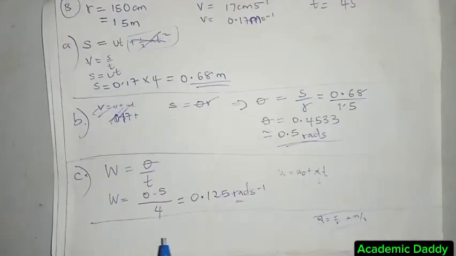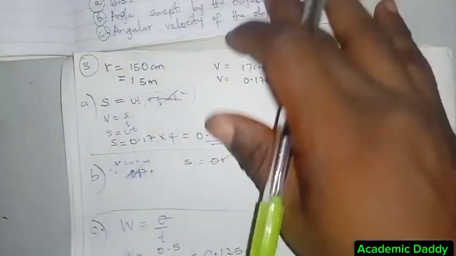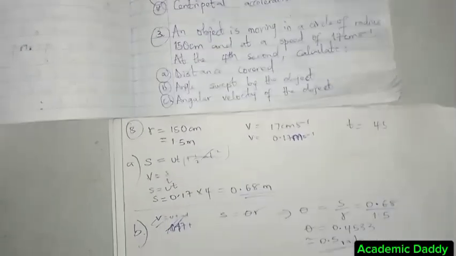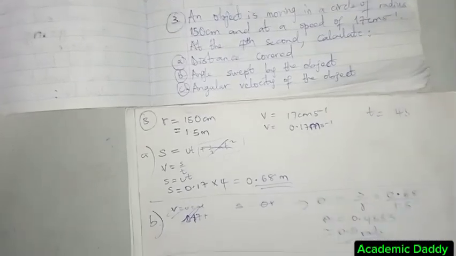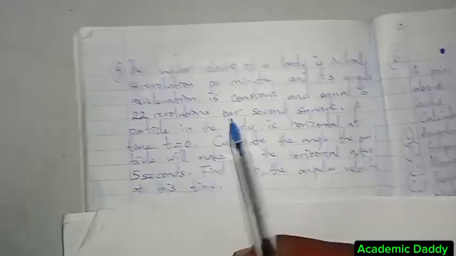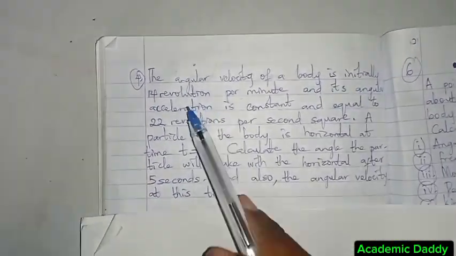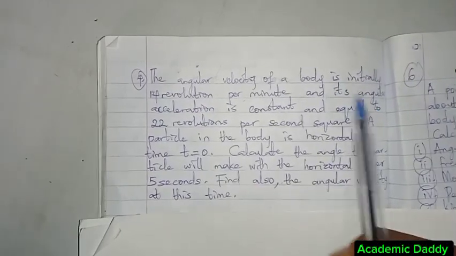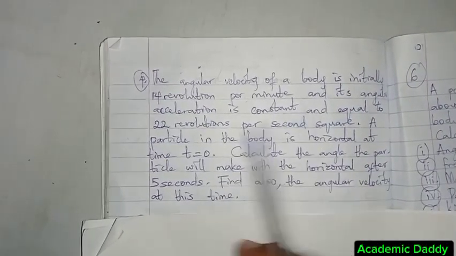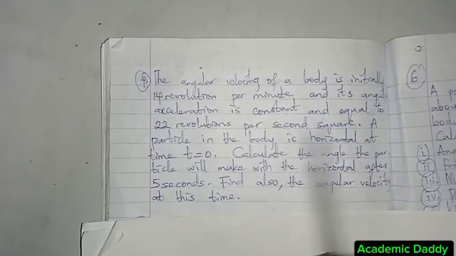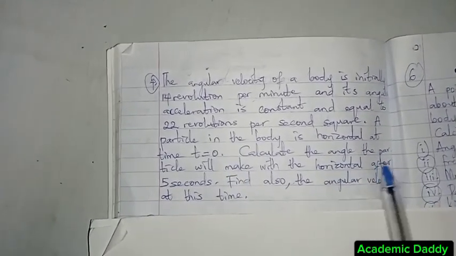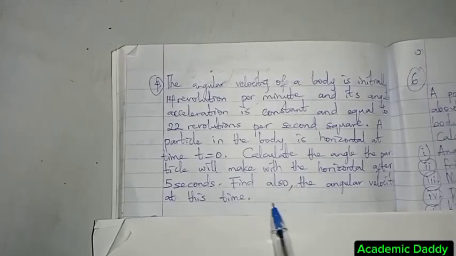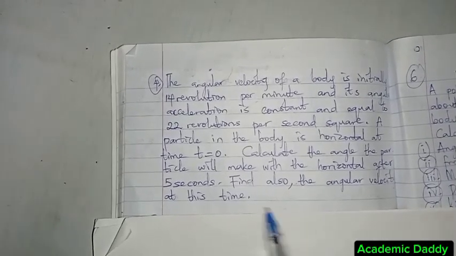So we've been able to find the angular velocity and the rest. So let's try to use equation of motion here. The angular velocity of a body is initially 14 revolutions per minute, and its angular acceleration is constant and equal to 22 revolutions per second squared. A particle in the body is horizontal at time t equals 0. Calculate the angle the particle will make with the horizontal after 5 seconds. Find also the angular velocity at this time.